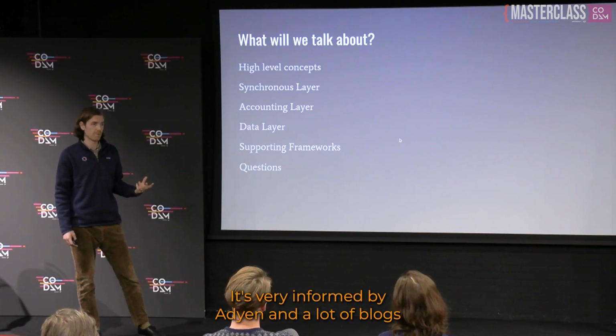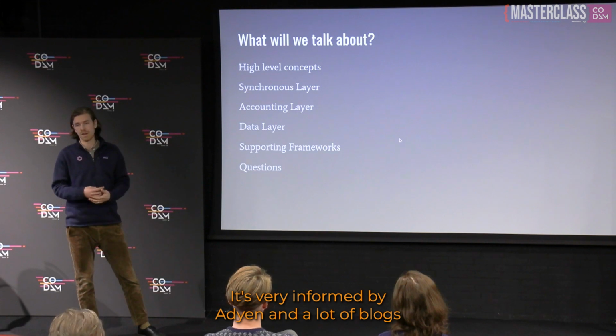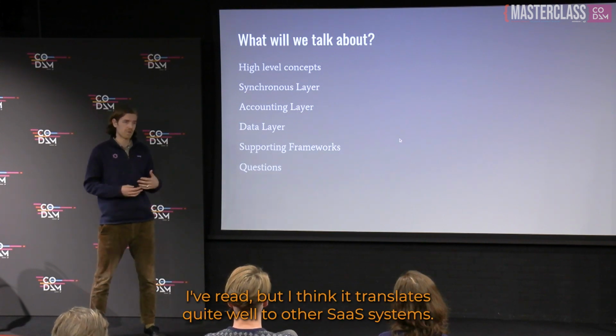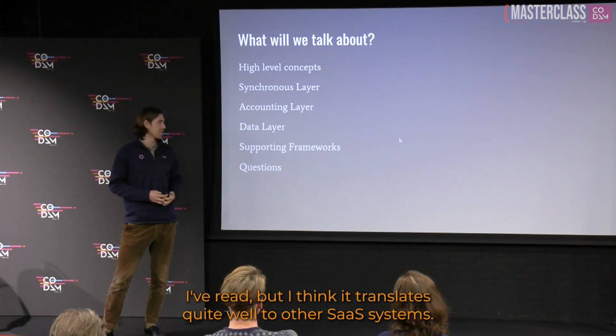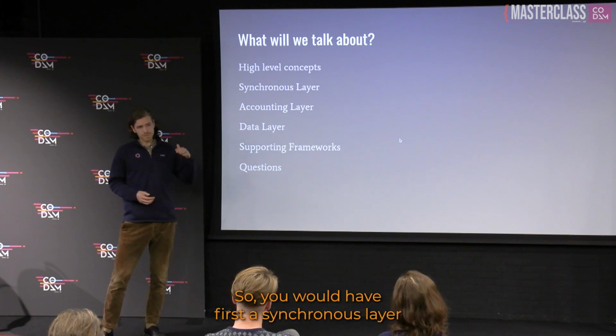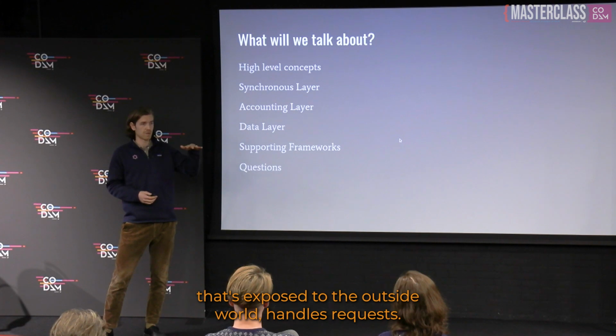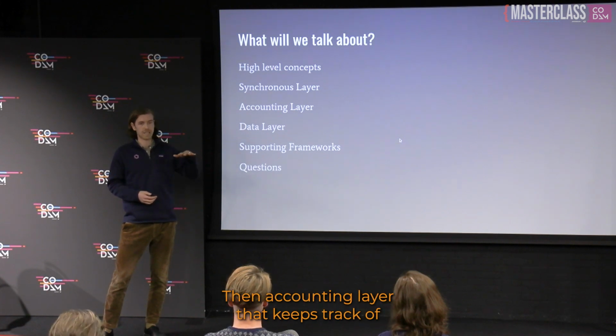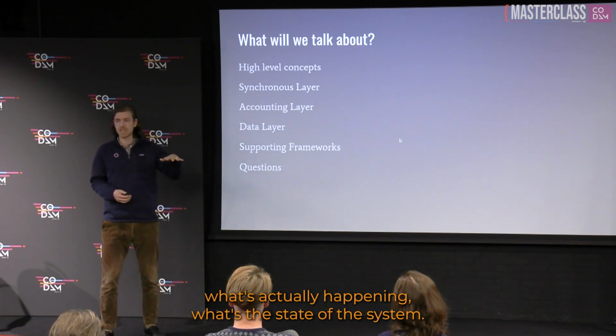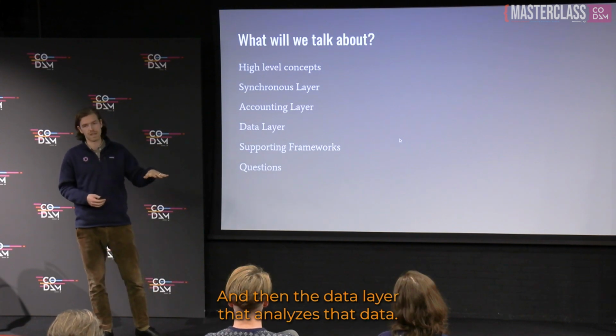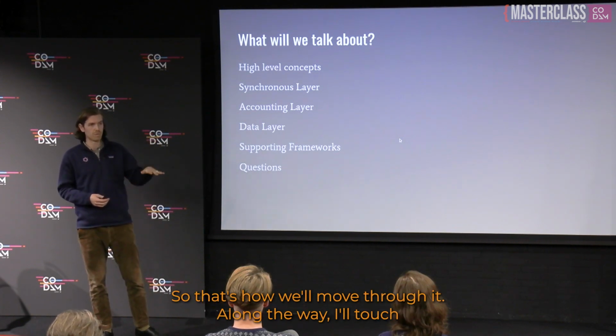It's very informed by Adyen and a lot of blogs I've read, but I think it translates quite well to other SaaS systems. So you would have first a synchronous layer that's exposed to the outside world, handles requests, then an accounting layer that keeps track of what's actually happening, what's the state of the system, and then the data layer that analyzes that data. So that's how we'll move through it.